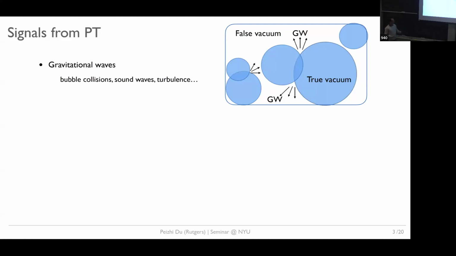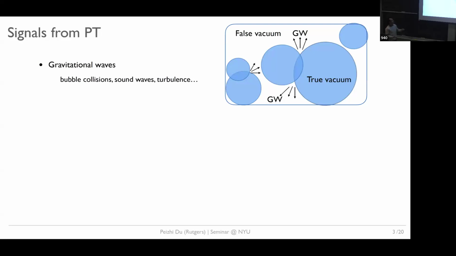cosmological phase transitions. When the phase transition starts, being first order, it nucleates bubbles, and inside the bubble is the true vacuum and outside is the false vacuum. Those bubbles expand and collide, and take over the whole universe, completing the phase transition. While the bubbles collide, a lot of energy is released from this collision, which will source gravitational waves, and that is one source of gravitational waves from bubble collisions.